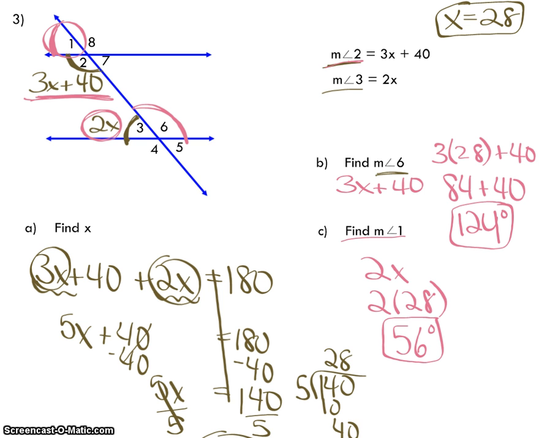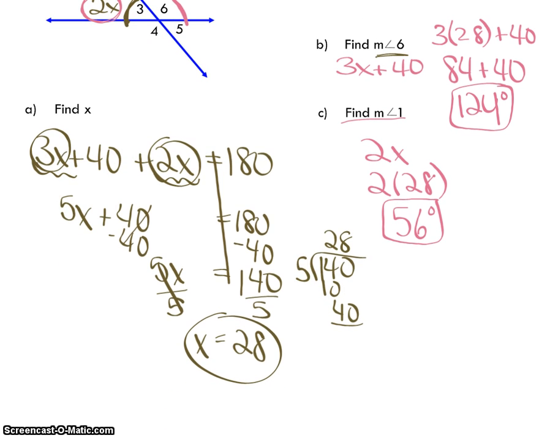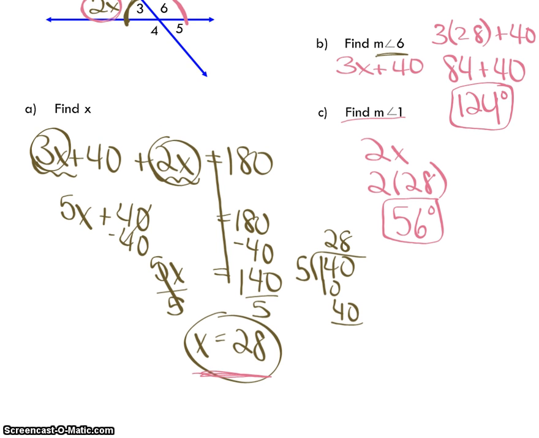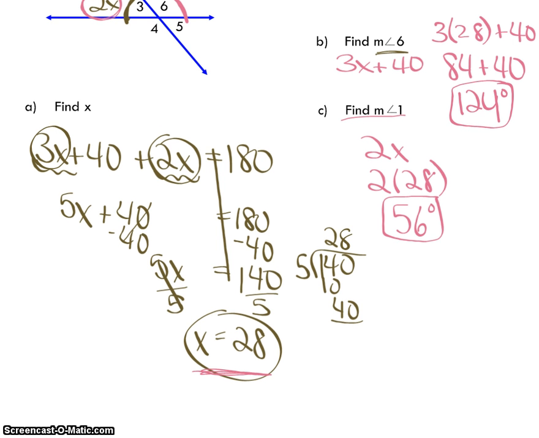And even though there's no real checks in these, I suppose you could check. You could have checked 28 in the beginning, but we never require that from you. But a cool little check at the end, that might be the easiest check of them all, is just to make sure these add up to 180. 124 plus 56 is 180. Yay! And that's that.